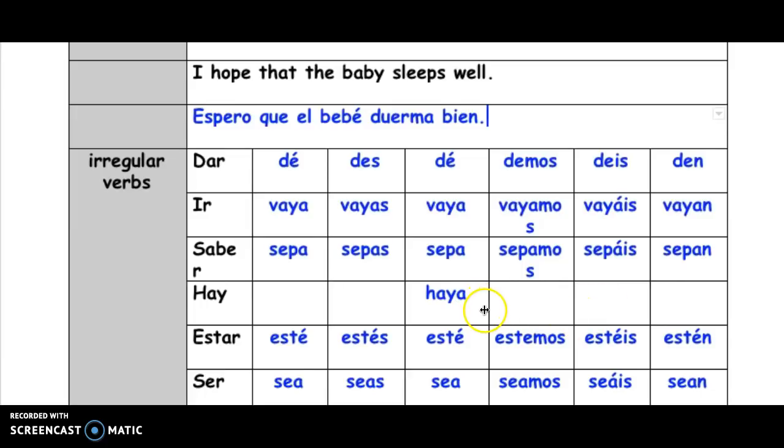Haber is haya. So there is or there are. Estar: esté, estés, esté, estemos, estéis, estén. Ser: sea, seas, sea, seamos, seáis, sean.